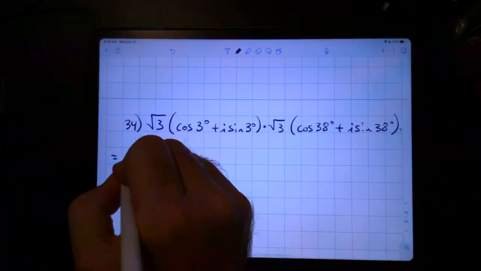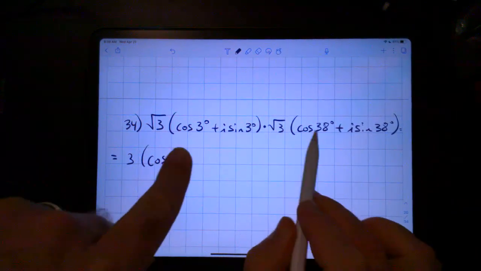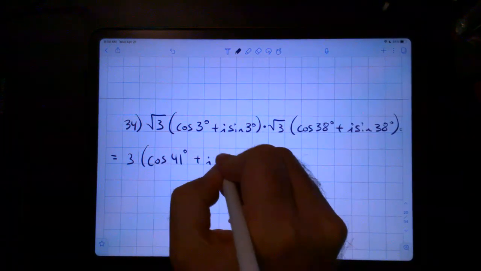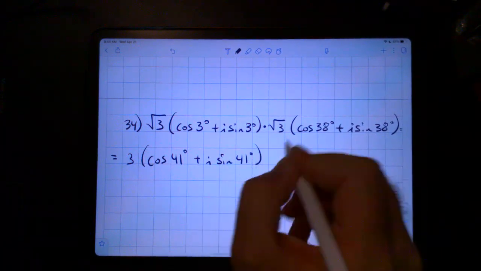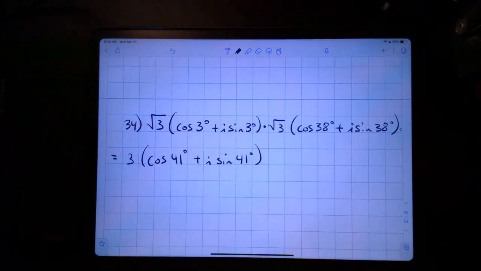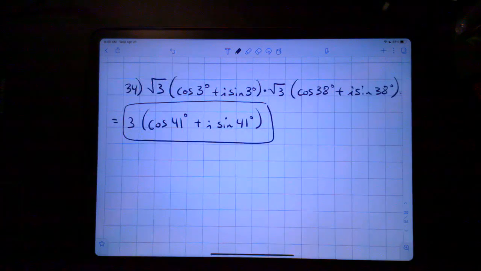Multiply the r values. Because we're multiplying, I will add the arguments. And that doesn't simplify very easily, so I'll leave it at that. I could do a cacophony of sum and difference formulas and half angle formulas, but I won't.